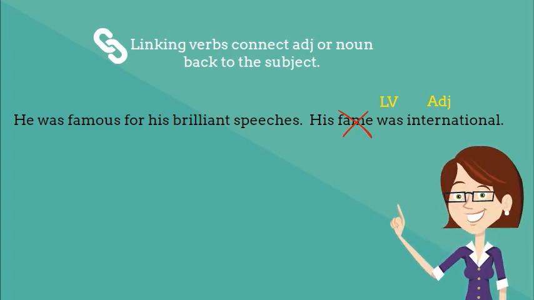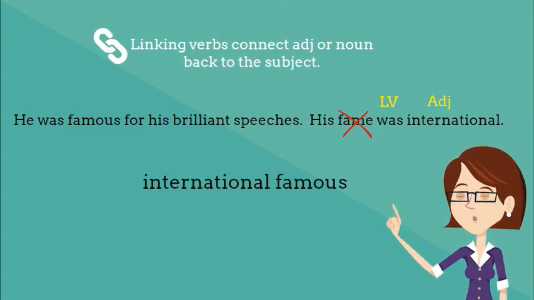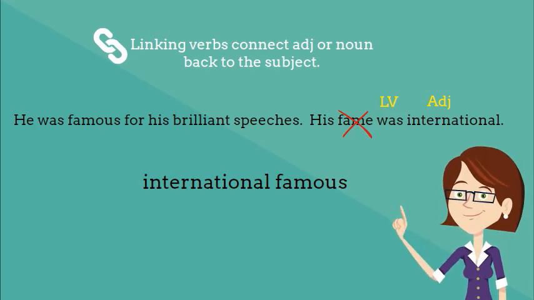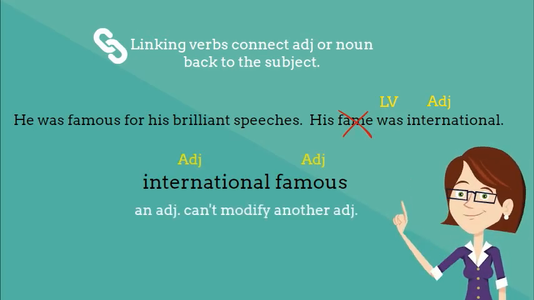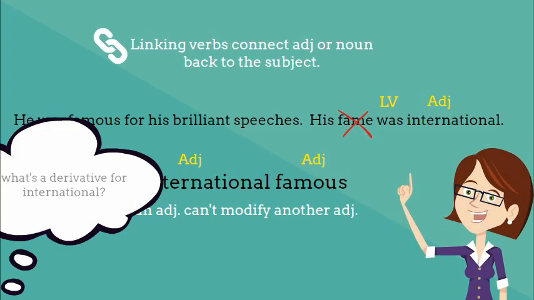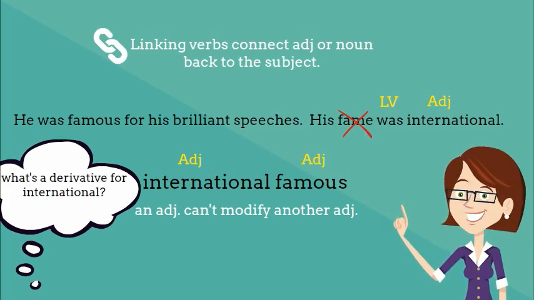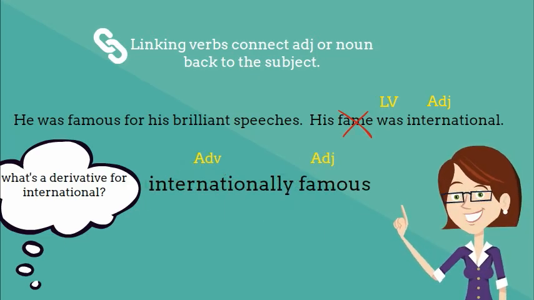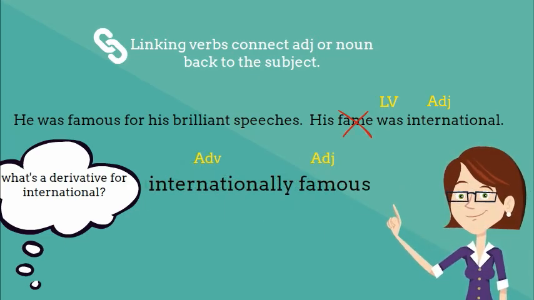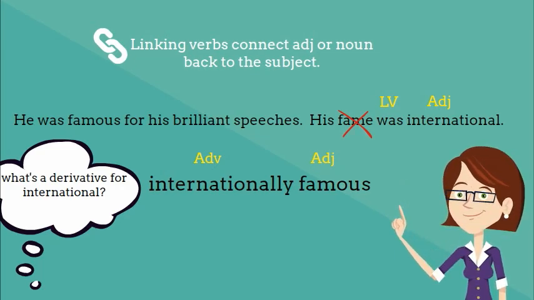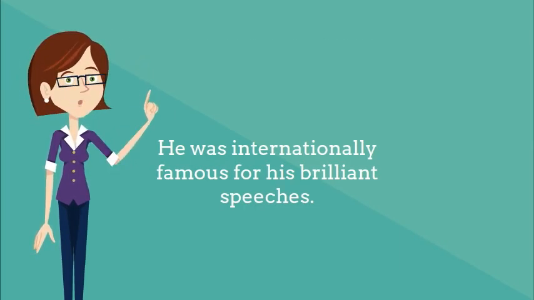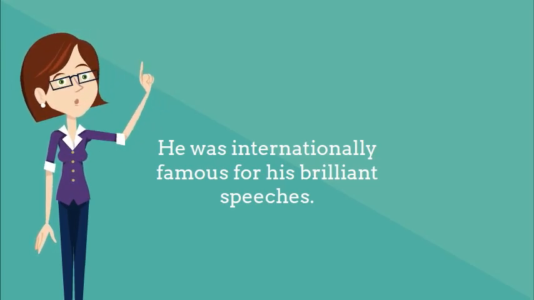So if I place international in front of famous in the first sentence, it will read, he was international famous for his brilliant speeches. I can't have an adjective modifying another adjective. I need a derivative, a word that means the same but functions as another part of speech. So I will change the adjective international to an adverb, internationally, that can modify an adjective. So when it's combined, it will read, he was internationally famous for his brilliant speeches.